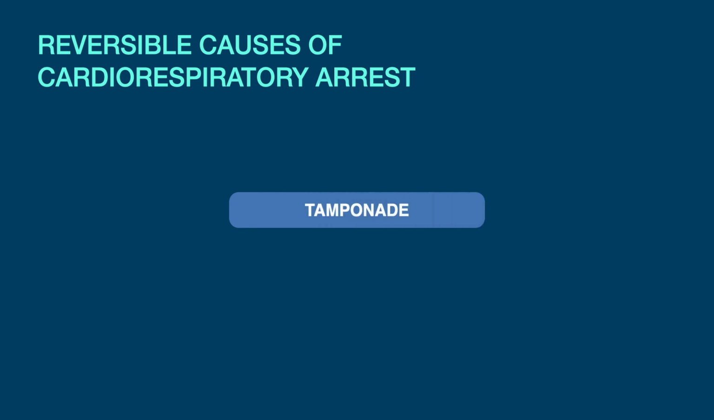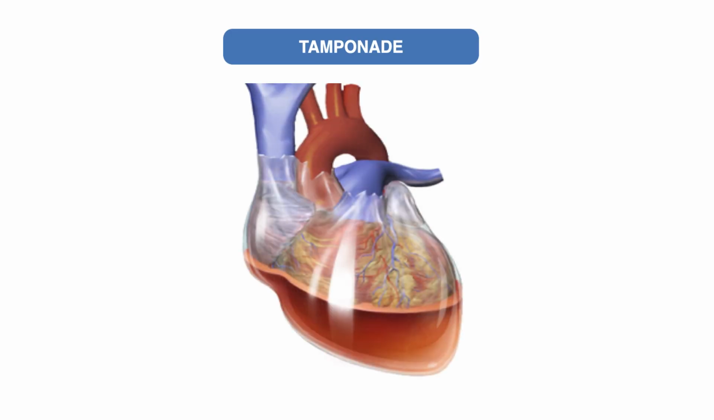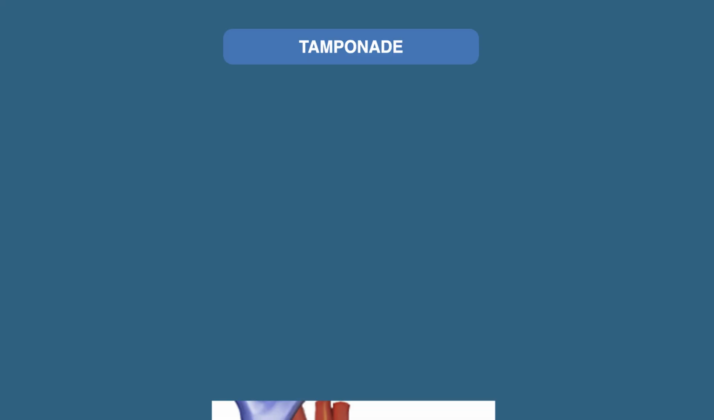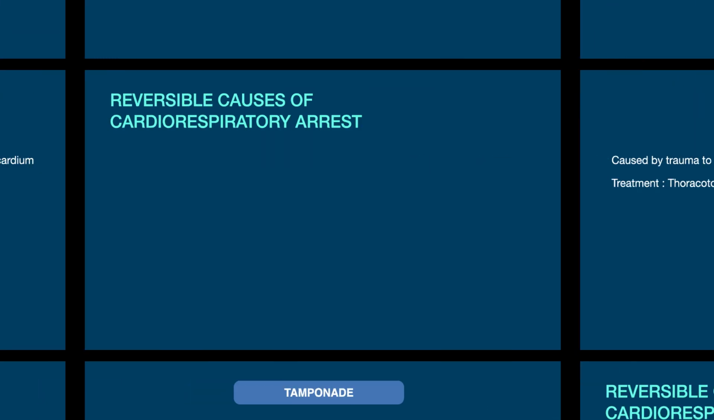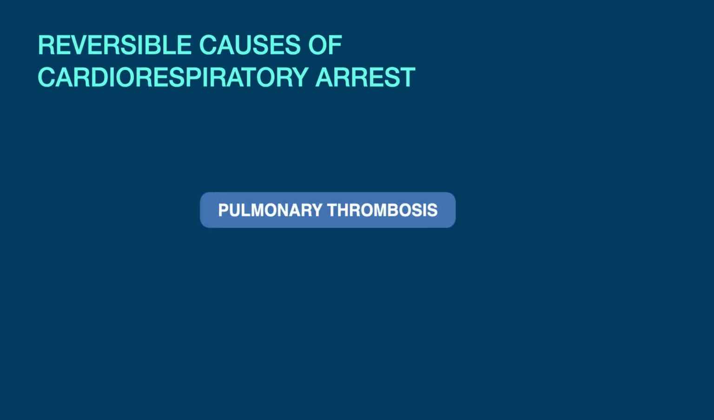Next is tamponade, or cardiac tamponade. Cardiac tamponade occurs when the pericardial sac is filled with fluid under pressure, which leads to compromise of cardiac function and ultimately cardiac arrest. It may be caused by trauma to the chest, such as a gunshot wound, or by inflammation of the pericardium. A thoracotomy or pericardiocentesis is used to treat cardiac arrest associated with suspected traumatic or non-traumatic cardiac tamponade. The next T is pulmonary thrombosis.